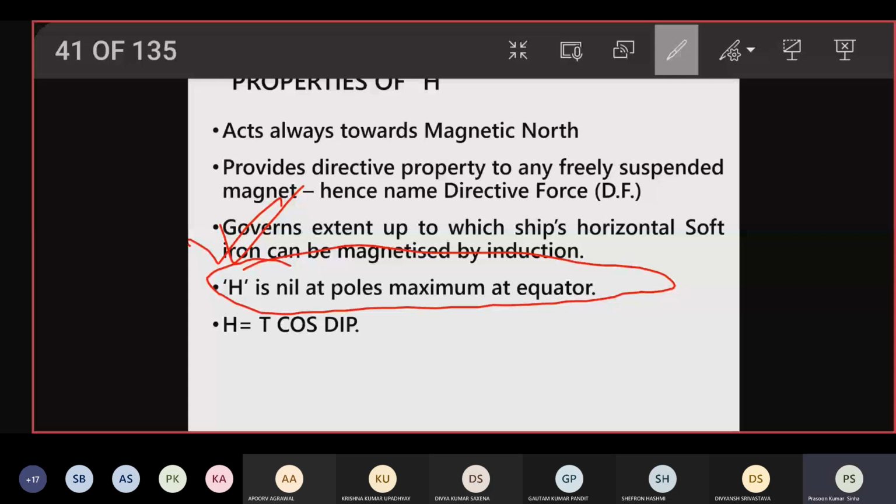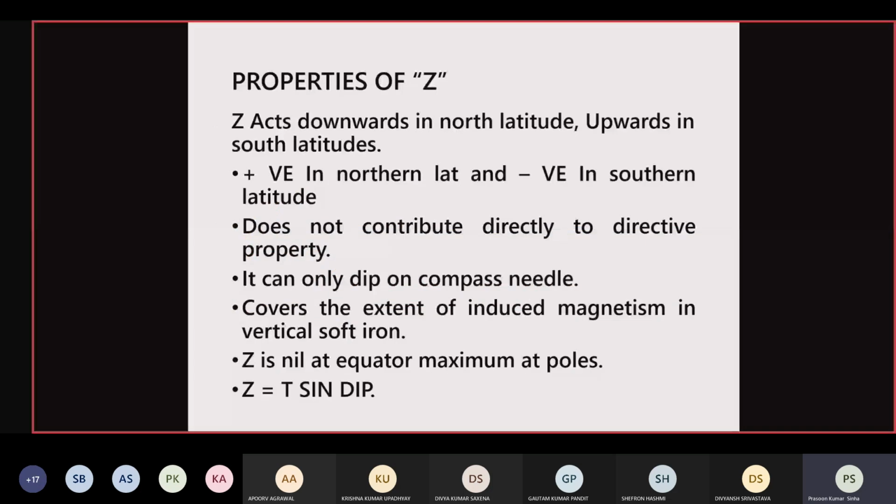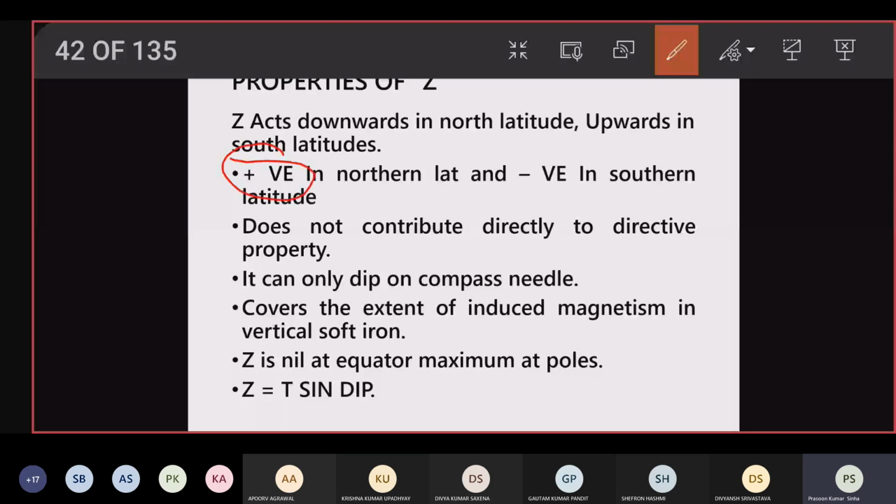Z is downwards in the north hemisphere, upwards in the south hemisphere, और इसी के लिए magnetic needle is pointing towards the sky in the southern hemisphere and into the ground in northern hemisphere. So we call this positive in the northern hemisphere and negative in southern hemisphere. जो +90 और -90 हो गया था at poles.